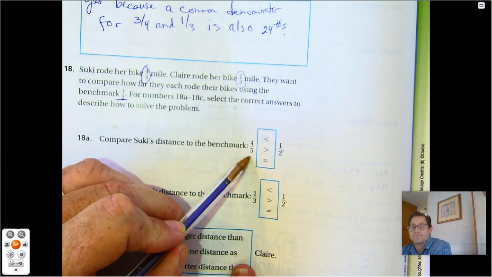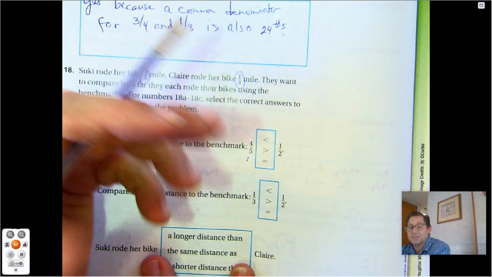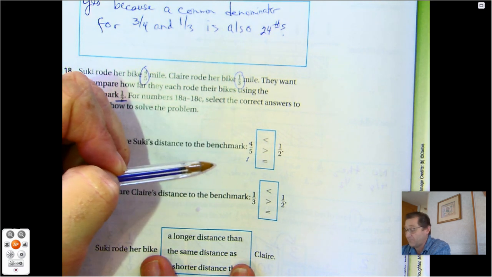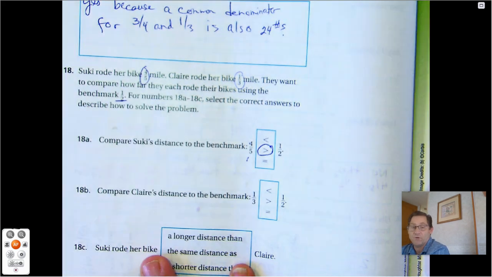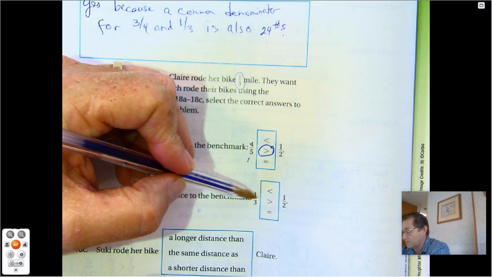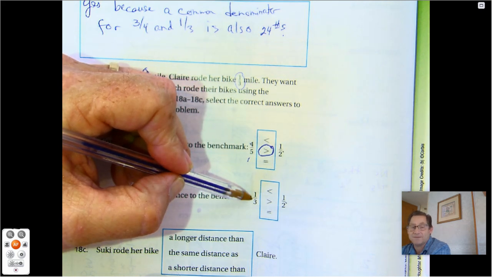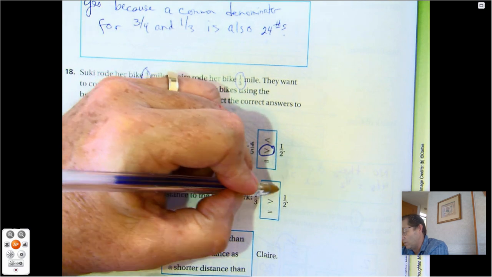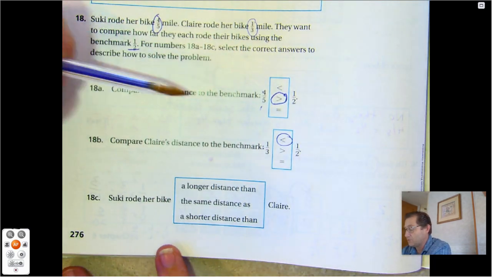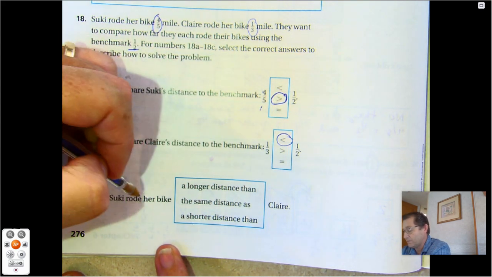Well, half of 5, we've said, is 2.5. This is bigger than 2.5. It's 4. So that has to be greater than 1/2. Claire's distance to the benchmark, 1/3. Half of 3 is 1.5. So this one is less than 1/2. So if Suki's was greater than half and Claire's was less, Suki rode her bike a longer distance.